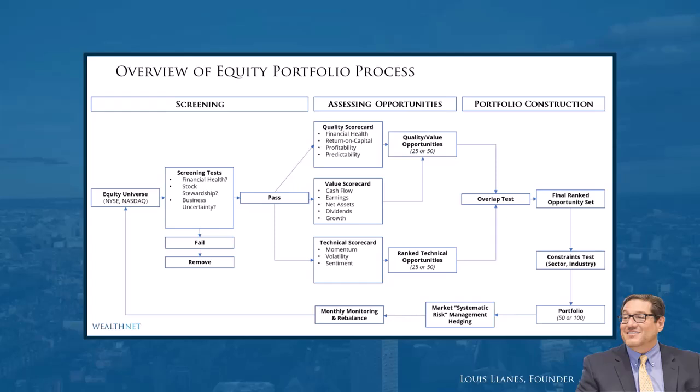Now, on the other side, the last category is the technical scorecard. What we're looking for there is more oriented towards trend in price, volatility, and short-term sentiment. So there are technical factors that have been shown to add value to stock returns. They're known as anomalies. And by the way, all of these factors on the scorecard are generally considered by academic people as being anomalies. So let's dive into the technicals a little bit.